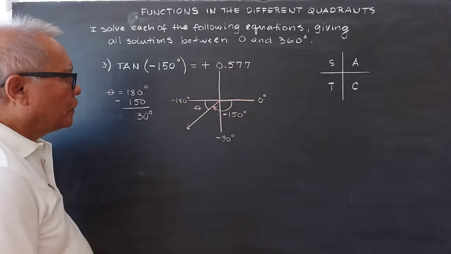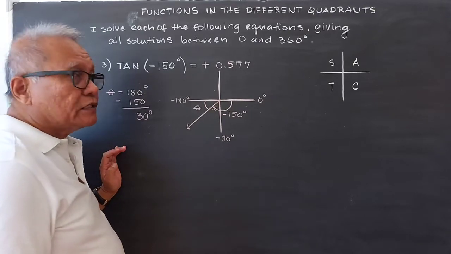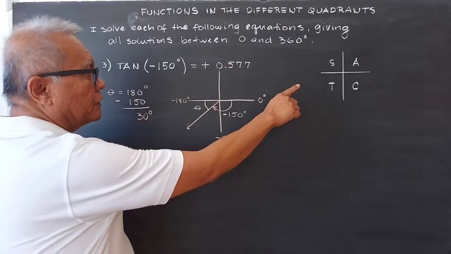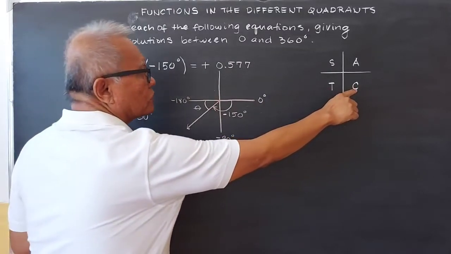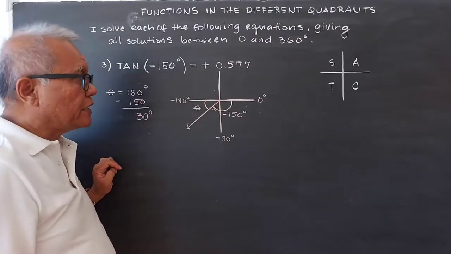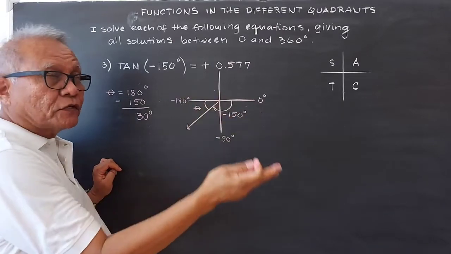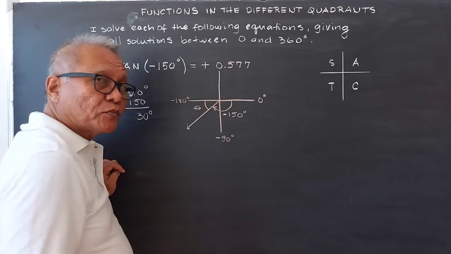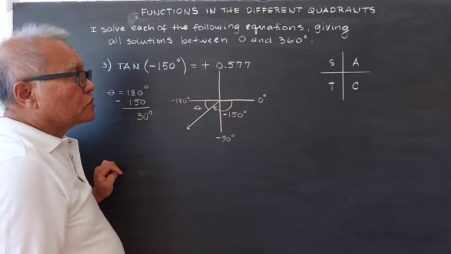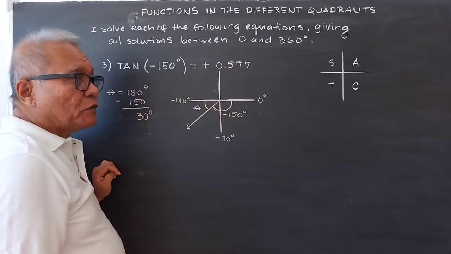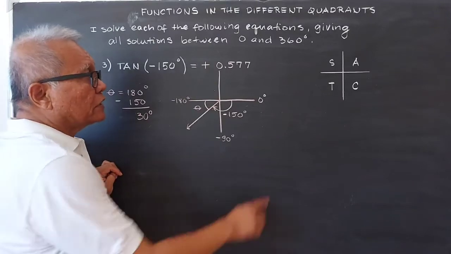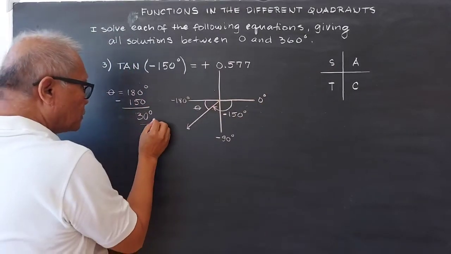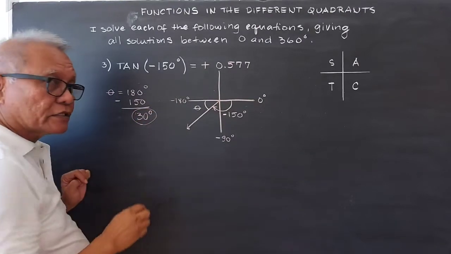Now, let us find the quadrant in which our tangent is positive. Tangent is not positive in the fourth quadrant. It's negative there, so we cannot use the fourth quadrant. And in the second quadrant, only sine is positive. So there's only one quadrant in which our tangent is positive, and that is the first quadrant.